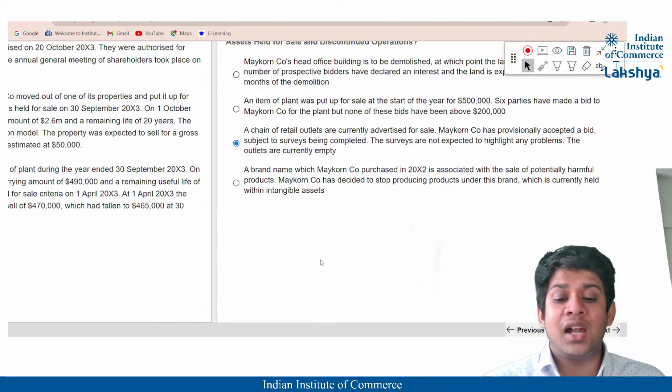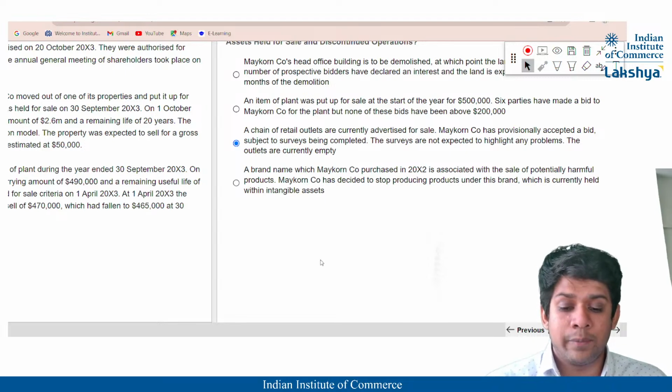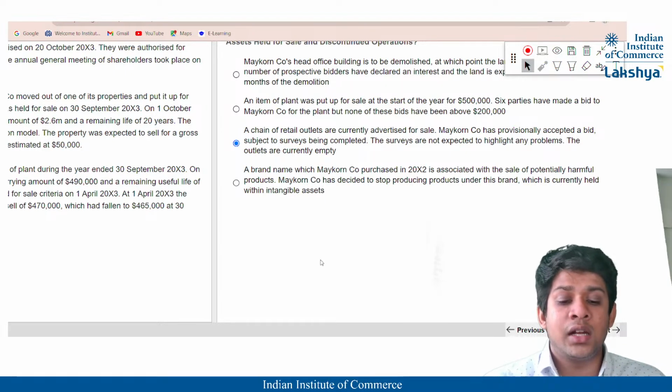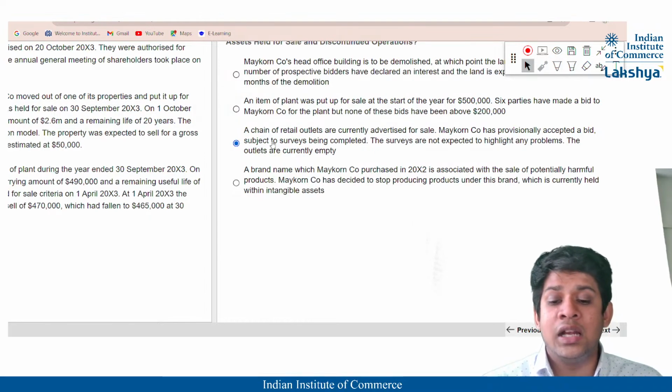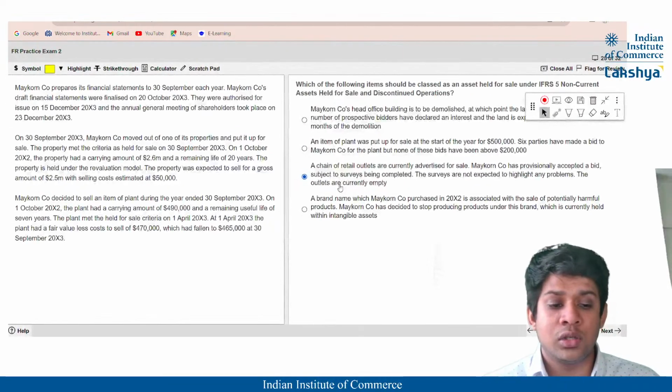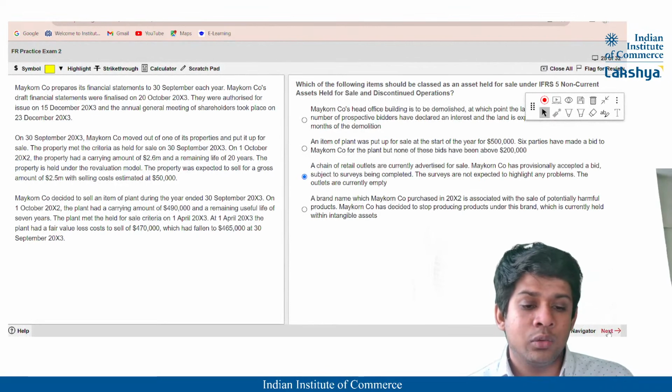The fourth one is a brand name which Macon Company purchased in 2012 and which is associated with the sale of potentially harmful products. Macon Company has decided to stop producing products under this brand, which is currently held within intangible assets. If you're discontinuing it, it will be considered as a discontinued operation, not technically as held for sale. You're just completely discontinuing it, not considering it as held for sale. So technically C is going to be an appropriate response to this question. I hope it is clear to you all.